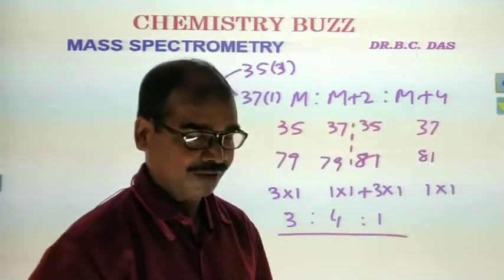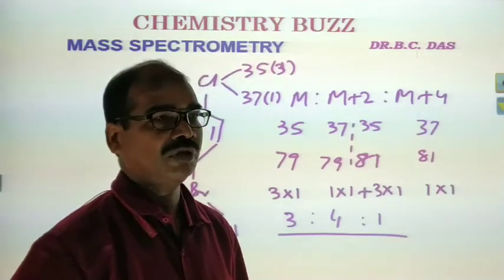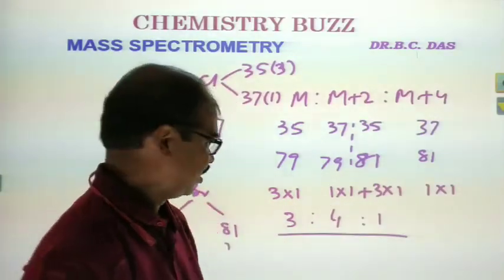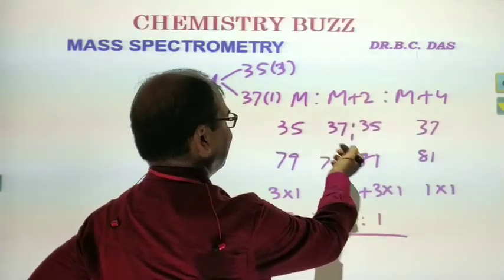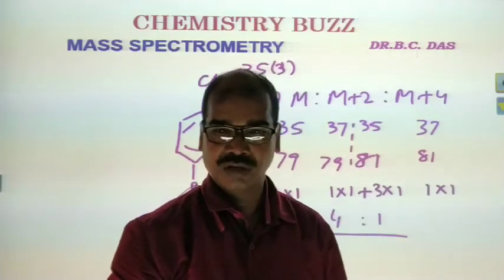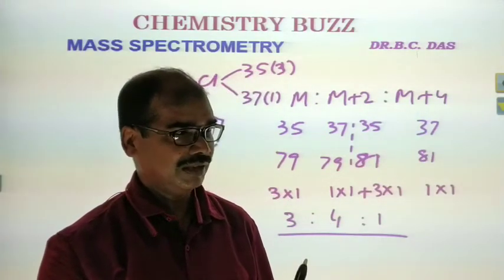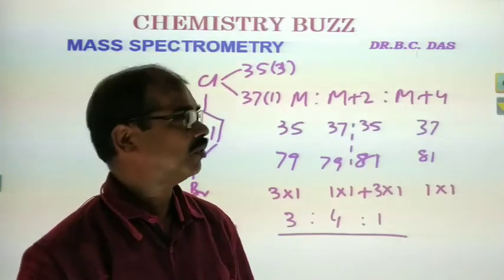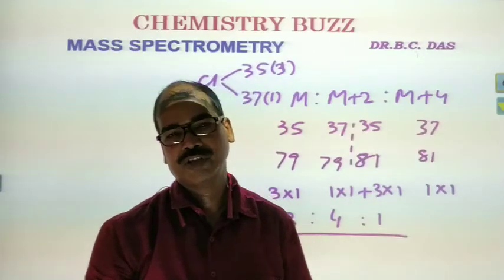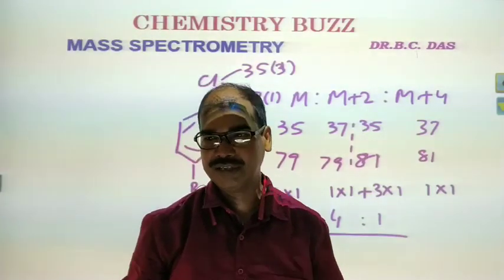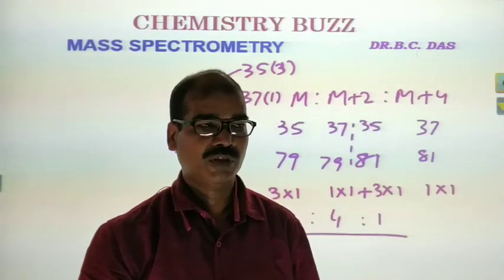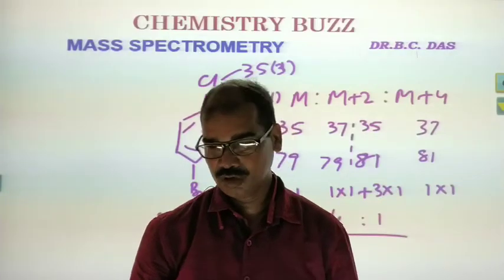So the ratio of m to m+2 to m+4 will be 3:4:1. In this way we can determine the ratio of the molecular ion peak and the isotopic peaks, and this provides crucial information. So you are getting peaks at m, m+2, m+4 and this is the ratio. In order to avoid length, I have prepared this 2 video for the information provided by the isotopic peaks. I hope this video is helping you in preparing different entrance examinations, and I hope you will practice it and try to solve some more examples.